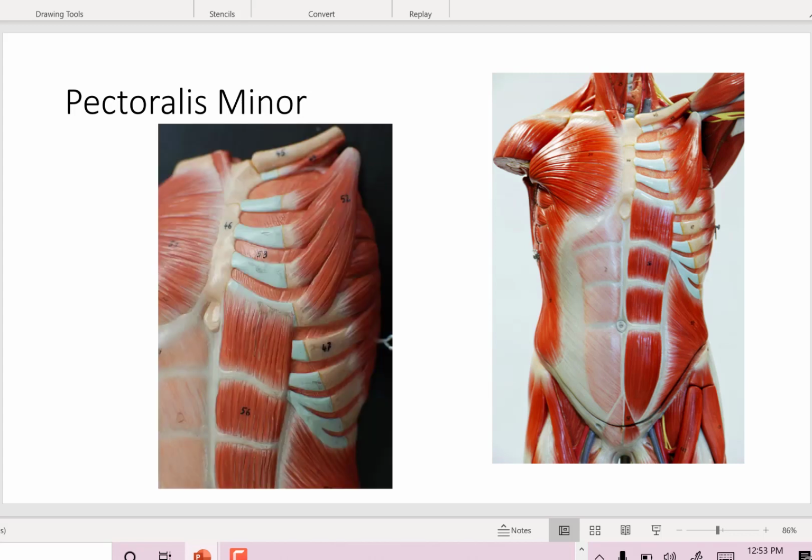What about the pectoralis minor? The pectoralis minor is deep to the pectoralis major. Again, our pictures of our torso show deep structures on the right side. And the pectoralis minor is shown here. I'm highlighting it in blue.